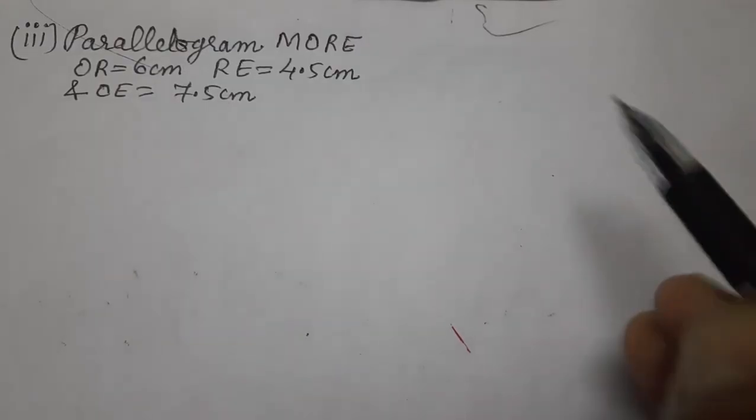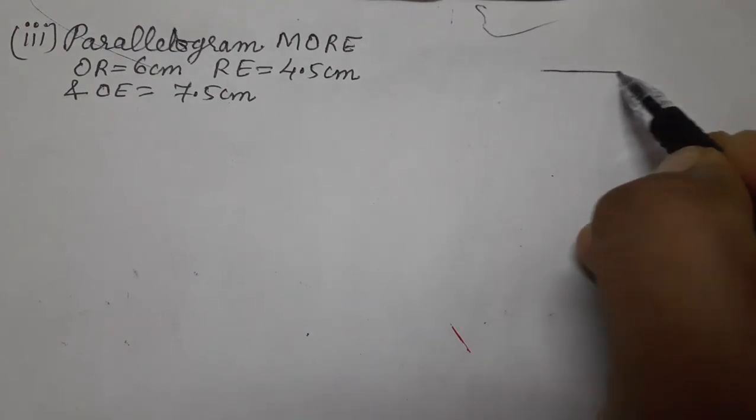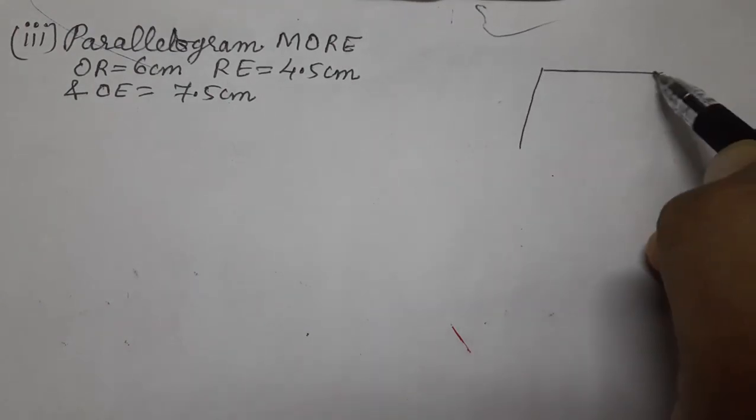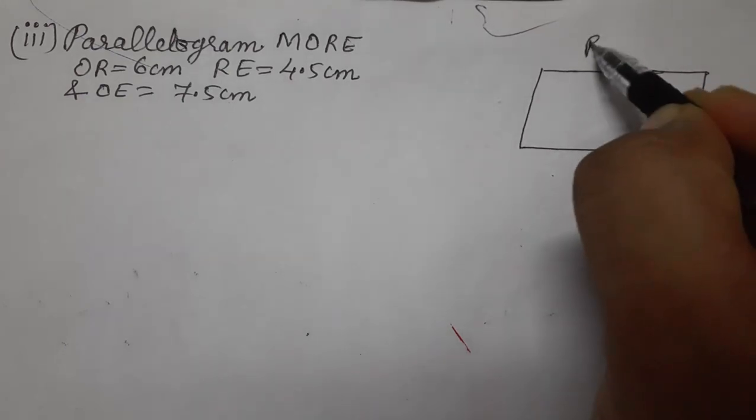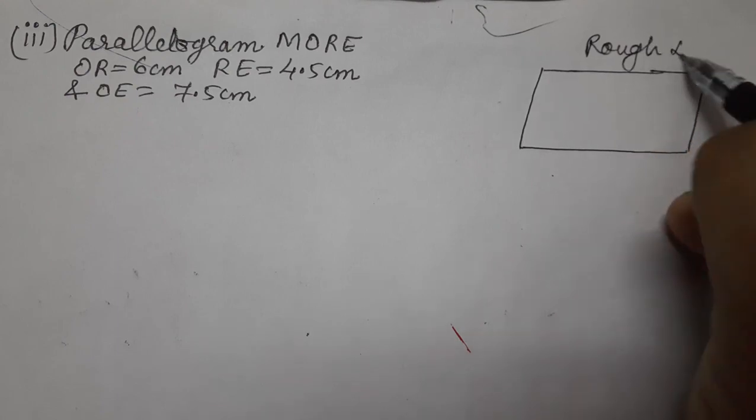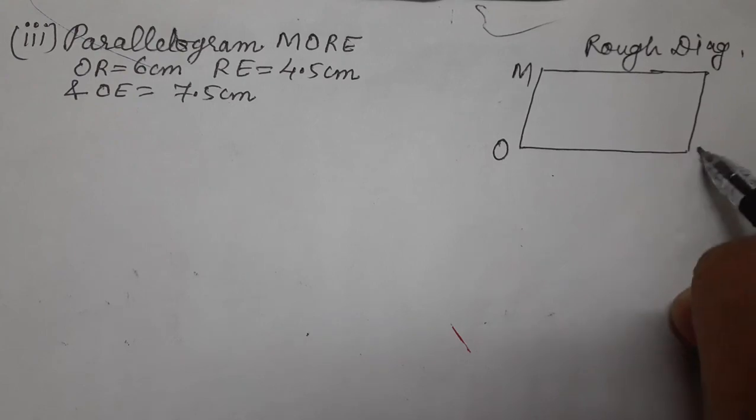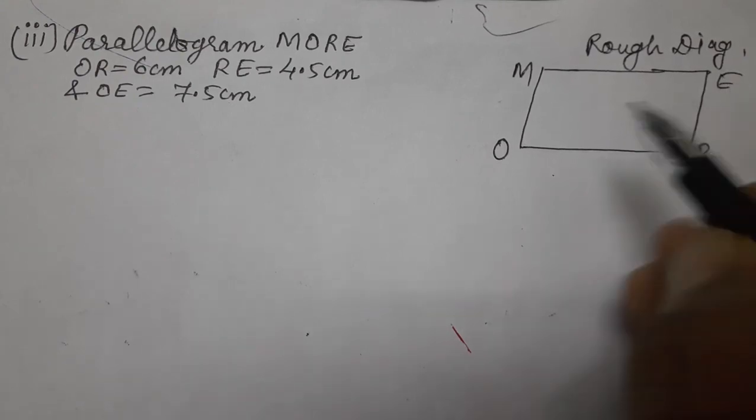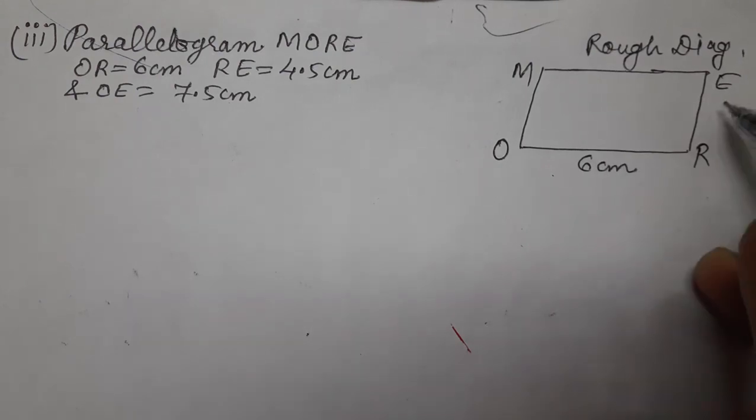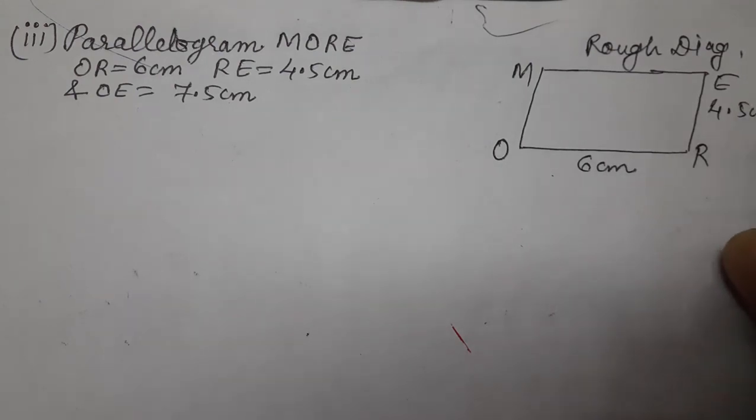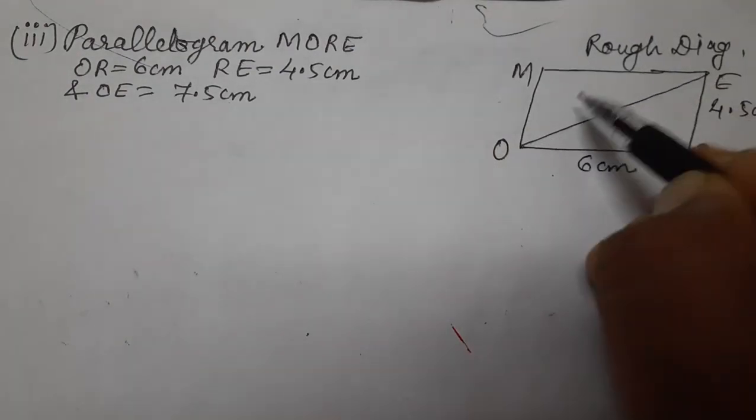Third one, we have to make the parallelogram MORE. So let's make the rough diagram. First of all, the rough diagram, parallelogram. This is the rough diagram we have made. Now give the name MORE, M-O-R-E. What is given to us? OR 6. So OR is 6. RE 4.5. OE 7.5. OE is given to us as 7.5.